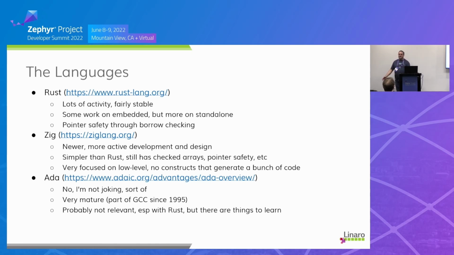The first one's Rust. That should probably be obvious if I'm wearing the t-shirt. This is really busy. There's a lot of people talking about Rust, a lot of people talking about Rust on embedded. There's some work on Rust for embedded, but their focus mostly is on standalone, where you build a Rust program and then you link in the HAL right into your program and it builds the executable with no RTOS.